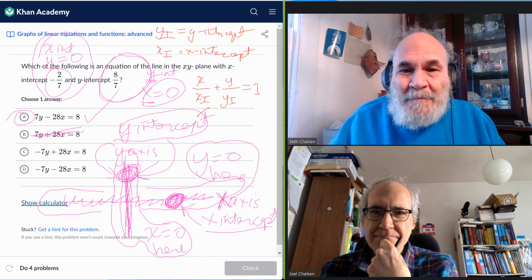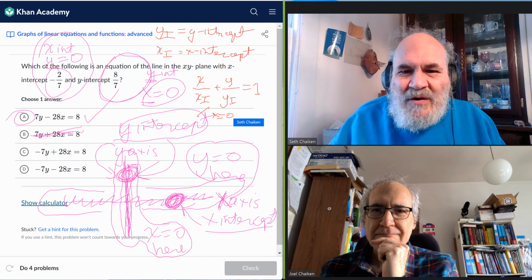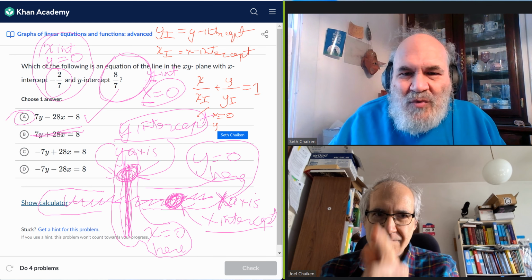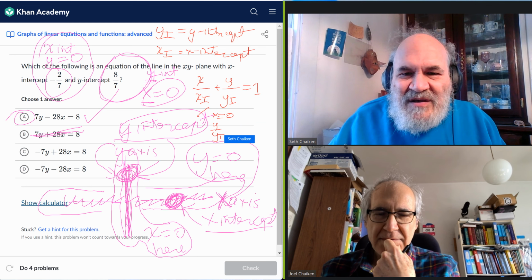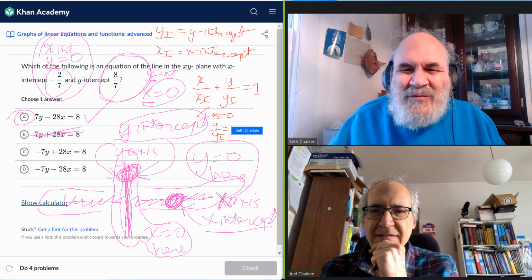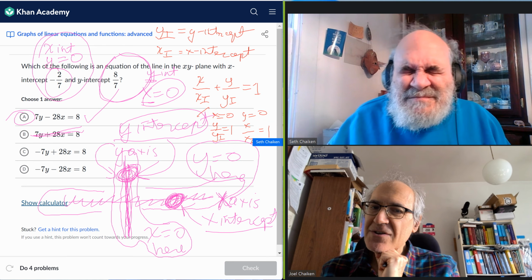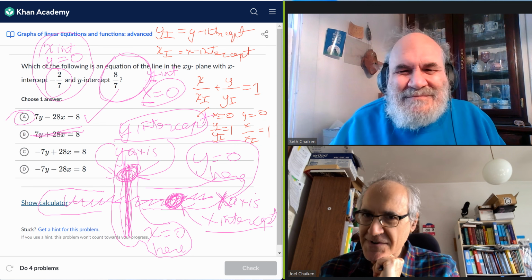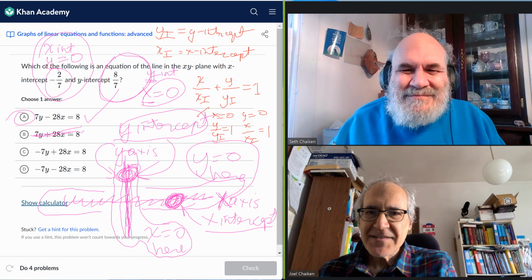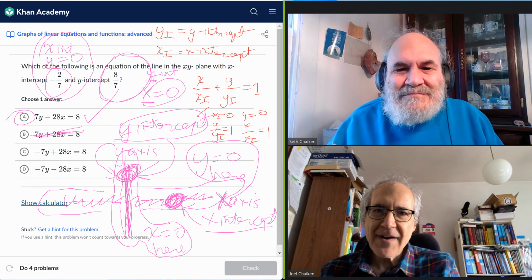My point is, when x equals 0, we get y over the y-intercept equals 1. And when y equals 0, we get x over xi equals 1. So if you have that in your toolbox, it's very easy to write the equation of the line.